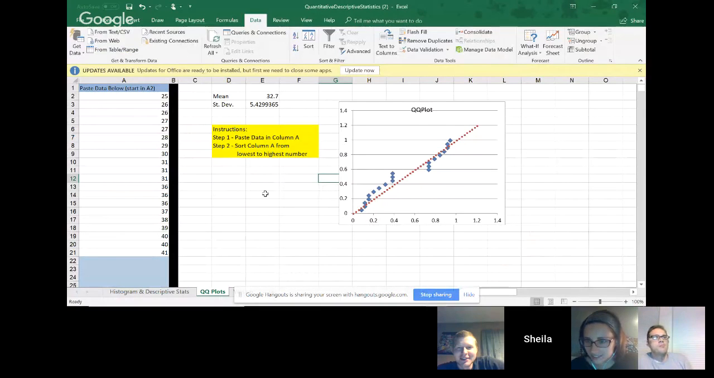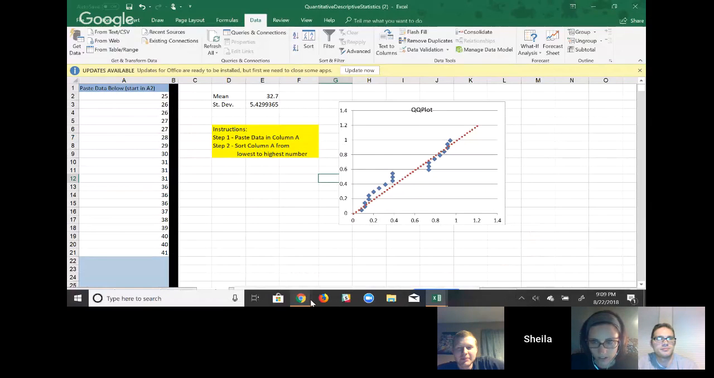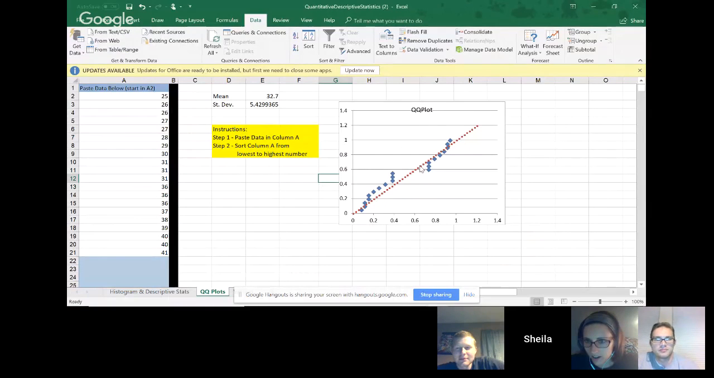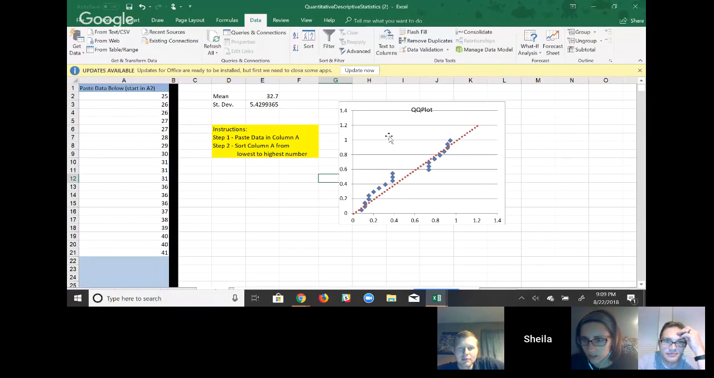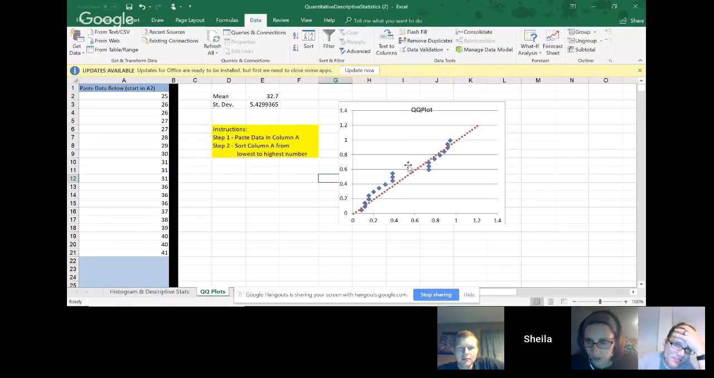Yeah. Does that look normal right here in the middle? I think it looks mostly normal. It follows the line. Yeah, it follows a line, but is it normal to have that gap? Why is there a break? 30, 31 to 36.